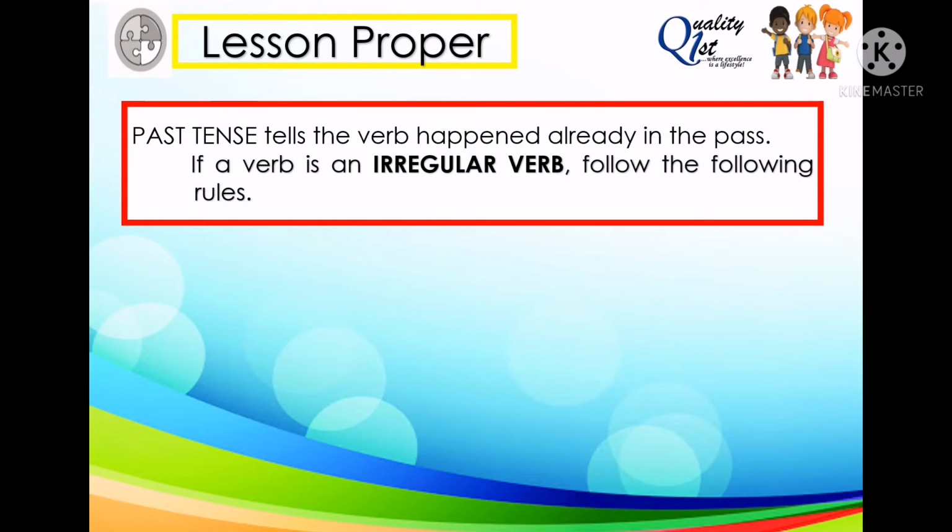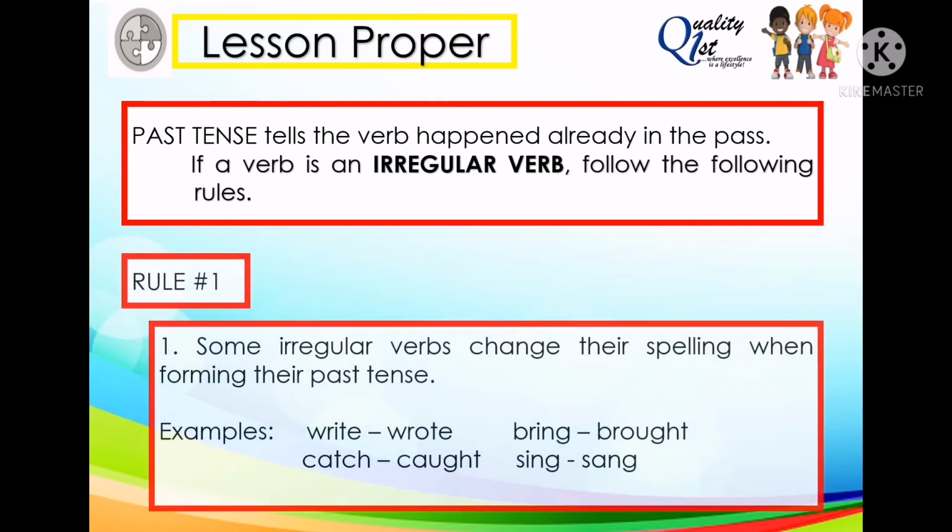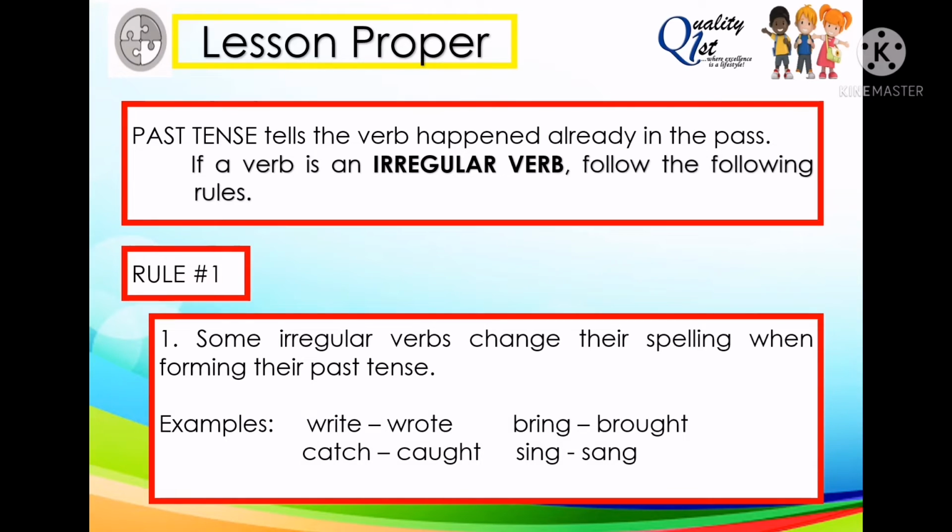Now, aside from regular verbs, we have irregular verbs, okay? If a verb is an irregular verb, follow the following rules, okay? For rule number 1, some irregular verbs change their spelling when forming their past tense. Remember, we are now talking about irregular verbs. Now let's have examples. From write, it will become wrote.